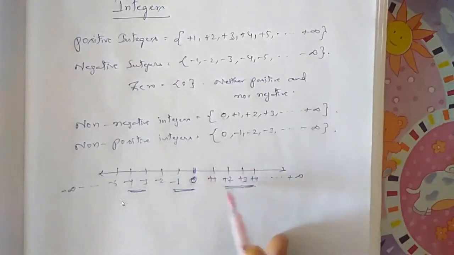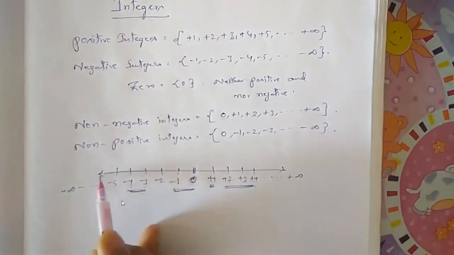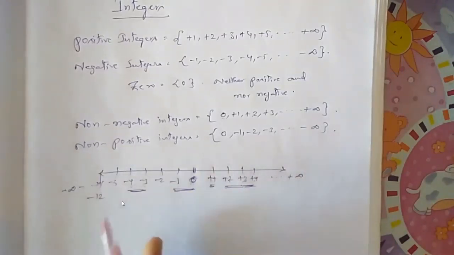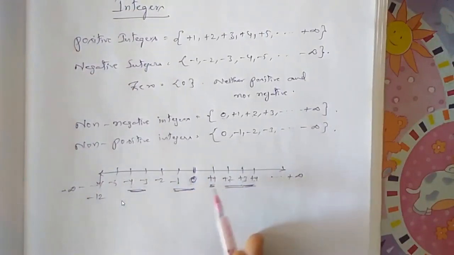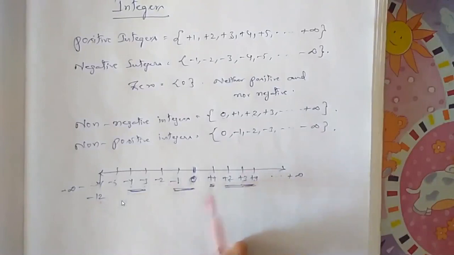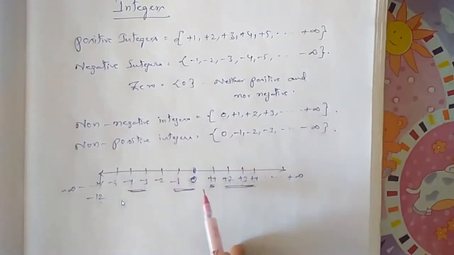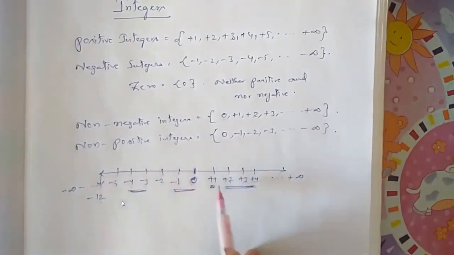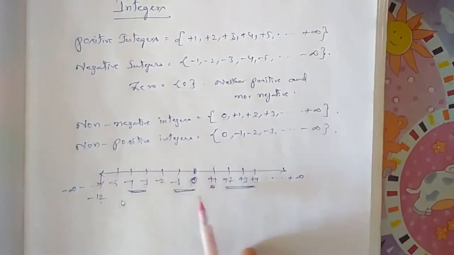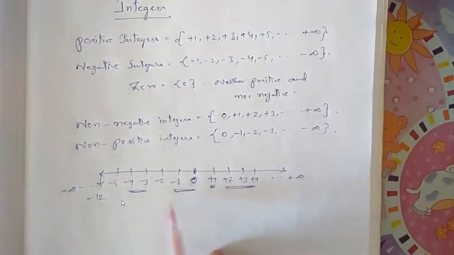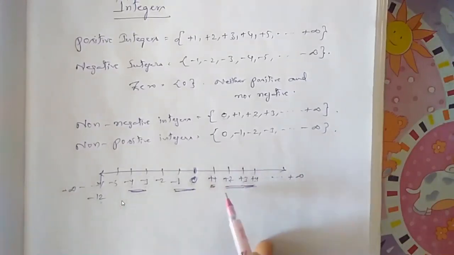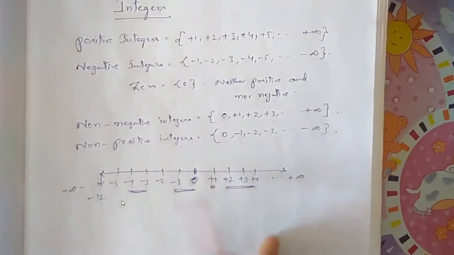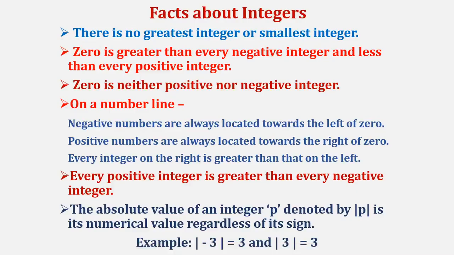If you take any positive number, for example, if I am taking -12 here, even though 12 is numerically greater than 1, +1 is greater than -12 because +1 is to the right of the negative number -12. So all the positive numbers are greater than all the negative numbers, even though the negative number may be numerically greater than the positive number.